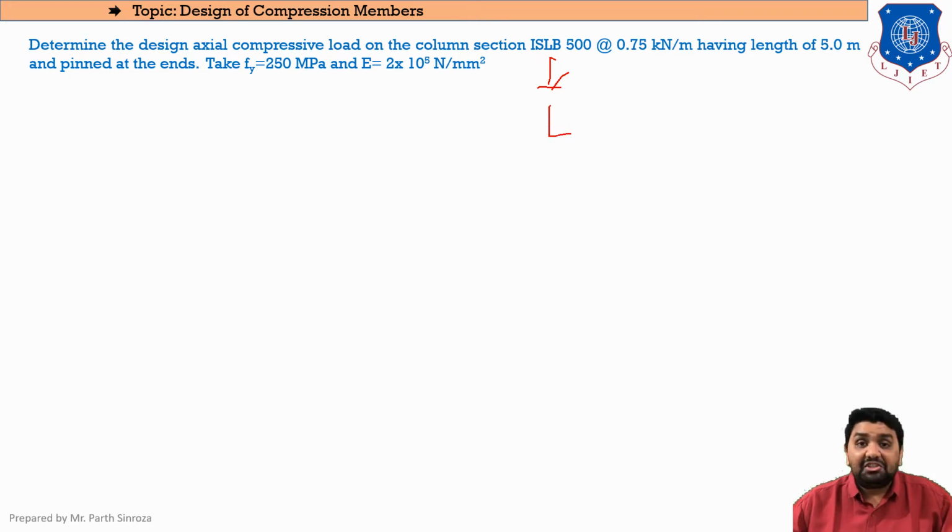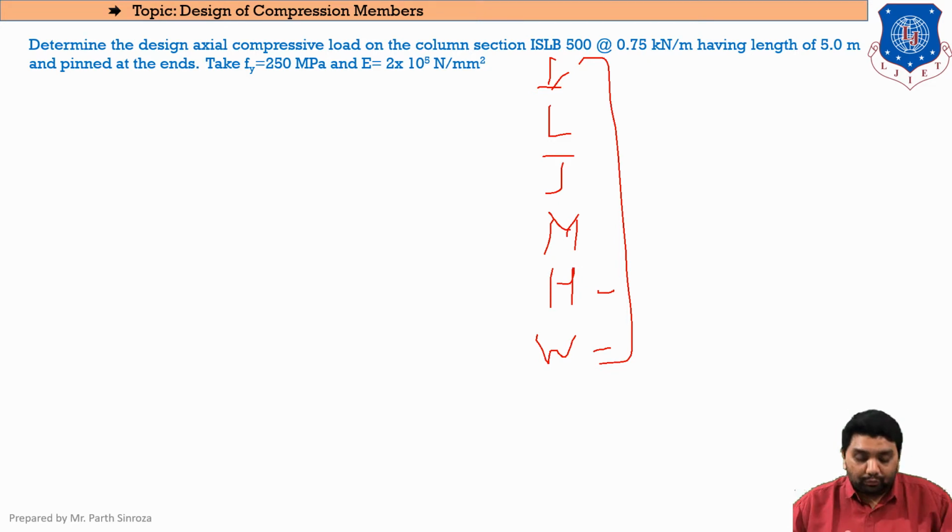So there are various letters that will be seen, that are L, J, M, H, W. It can be any of these. We will be going through all these in detail. If it is given as L, it will be light, that means Indian Standard Light Beam. If it is J, then it will be junior, so Indian Standard Junior Beam, Junior Channel, Junior T. If it is M, it will be Indian Standard Medium Beam. If it is H, it will be Indian Standard Heavy Beam. And if it is W, it will be Indian Standard Wide Beam. These abbreviations are asked for 1 mark, so keep a note of it.